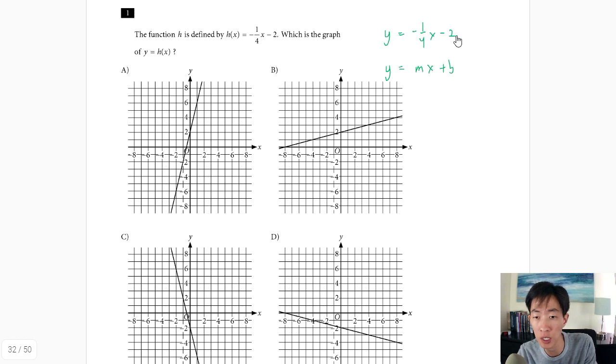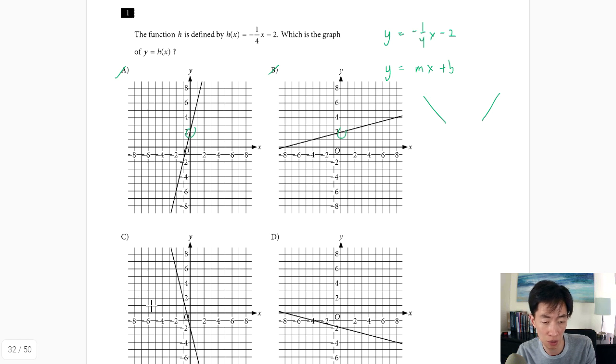So looking at the equation, I know our y-intercept is -2, which means I'm going to eliminate choices B and A because the y-intercept is +2. We also know the slope is -1/4, and so that makes sense because lines with negative slopes tilt this way, lines with positive slopes tilt that way.